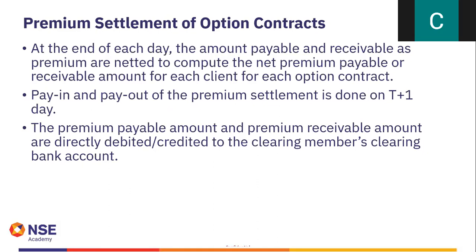Exchange in turn will pay that premium to the seller by T plus 1. Okay. So that is pay in and payout of premium. The premium payable amount and premium receivable amount are directly debited or credited to the clearing member's bank account. So the stockbroker's bank account, as I told, it's completely automated. It will be debited or credited.